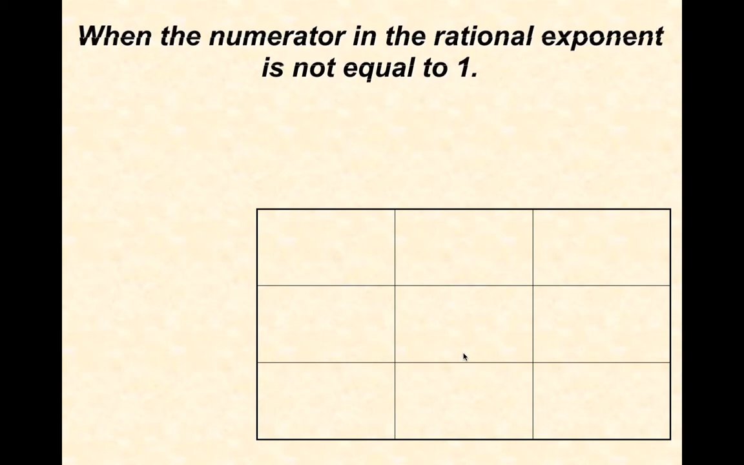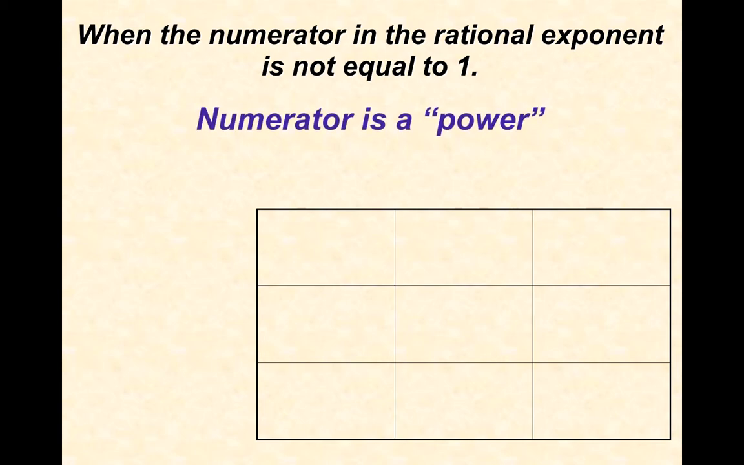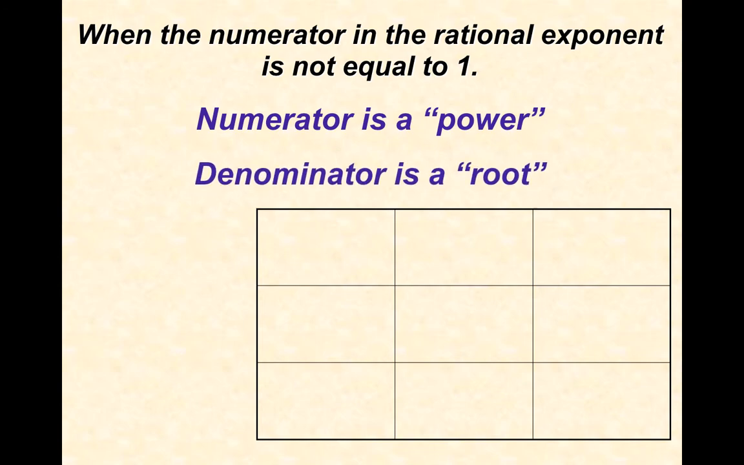Let me show you a few more things here. When the numerator, the top number in the rational exponent, is not equal to 1. See, all the ones we've seen so far have a numerator equal to 1. The numerator, I'm just going to call it for our purposes today, is the power you raise it to. The denominator is the root. Okay, let me explain what I'm talking about here. Here's an example.